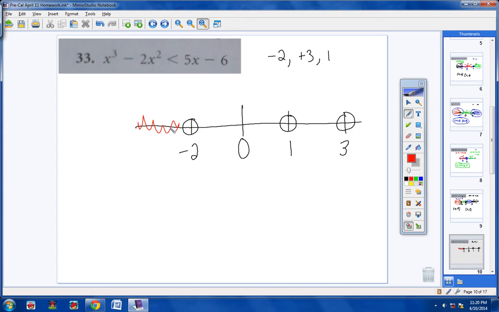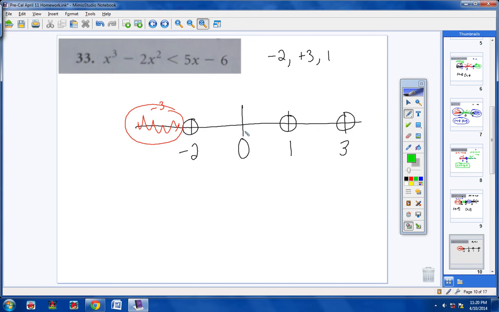Let's go ahead and test a -3 into this. So -3 to the third power is -27. -3 squared is 9 times -2 is -18, less than -15, -6. Well, that's true. You're going to get -45 is less than -21, and that of course is totally true. So this section right here does work.